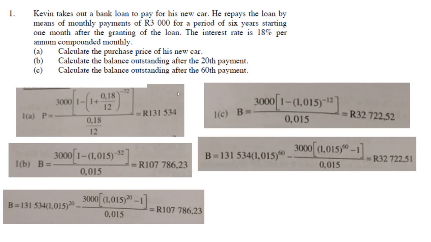Instead of 72, you subtract 60 from it. You've got minus 12, and you put everything in there, and you get 32,722 Rand. See, there's where X goes. There's 0.18 over 12. That is 0.015, I think. The other way to do it is to grow the loan for 60 time periods. This is really 0.18 over 12 in your calculator. Grow it for 60 periods.